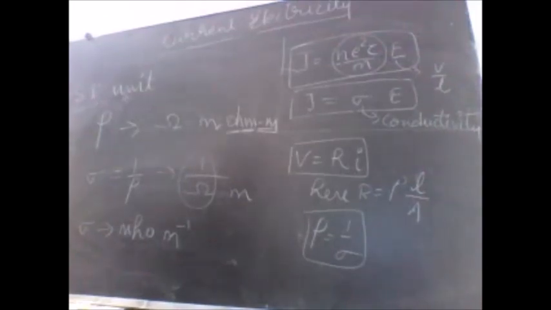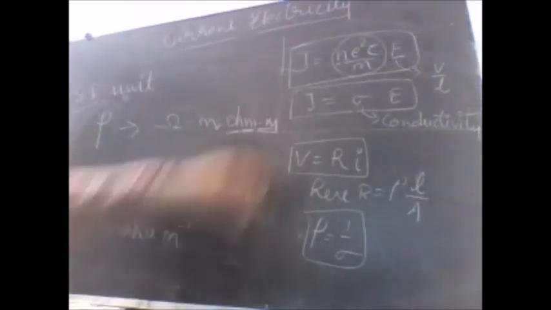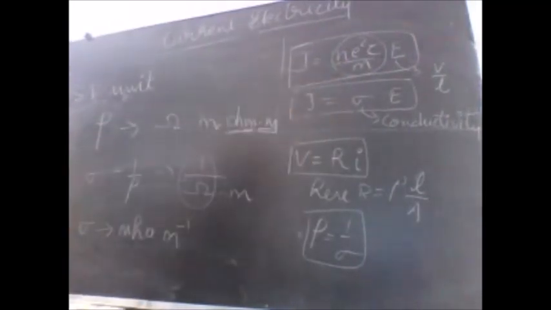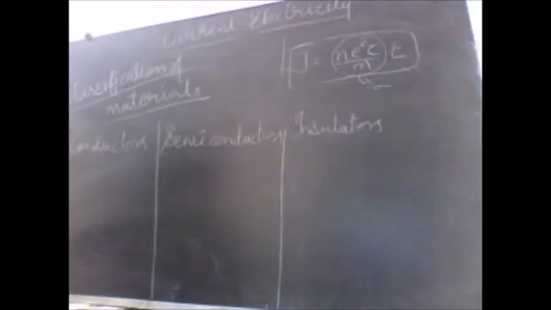I think that is all about the different physical quantities. Yes, we should keep in mind this formula. We are going to study this formula when we differentiate between the various materials. We can distinguish between conductors, semiconductors, and insulators. Let us now very quickly study the classification of materials.